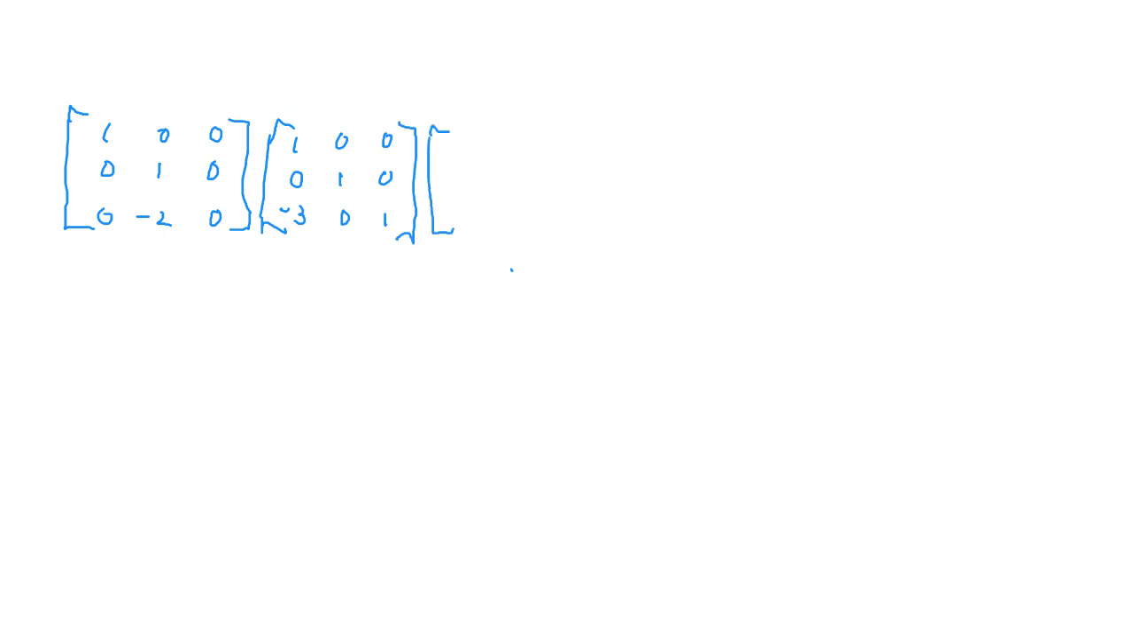All right, 1, 0, 0, 0, 1, 0, 0, negative 2, 0. These are 3 by 3 matrices. Okay, and then 1, 0, 0, 0, 1, 0, negative 3, 0, 1. And then finally 1, 0, 0, negative 2, 1, 0, 0, 0, 1.